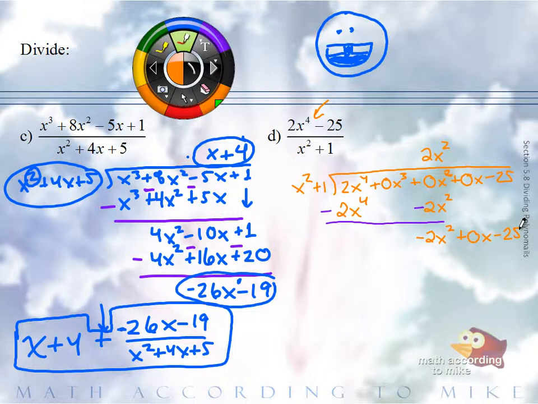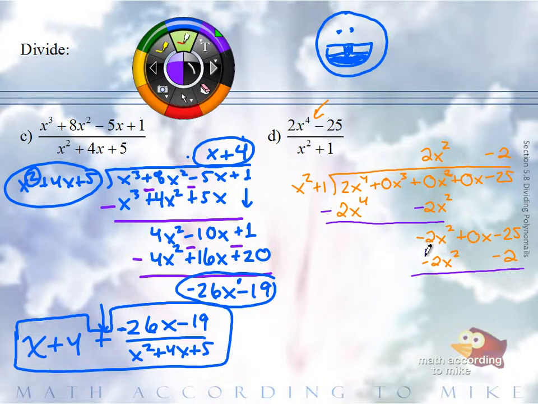Leading term over leading term. Minus 2. Multiply. Nope, it's right here. Barely making it here. So negative 2 times x squared. Good. Negative 2 times 1, negative 2. Draw the line.